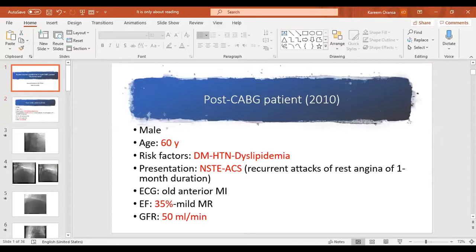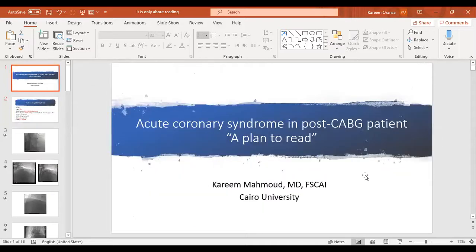Mahmoud. He is associate professor in Cairo University. He attended C3 more than 4 times, and he's one of the upcoming leaders in. I mean, we expect him to be one of the pioneers of intervention soon. He will present an interesting case.